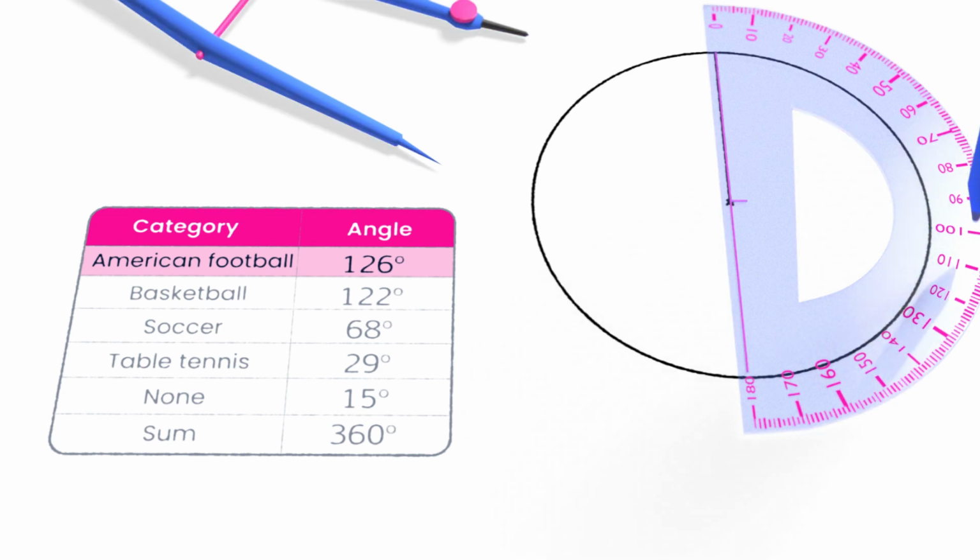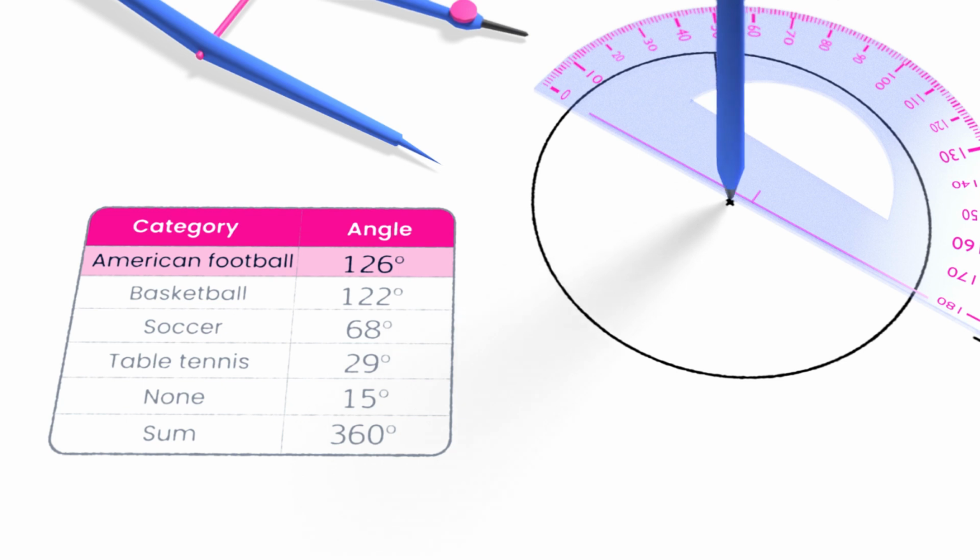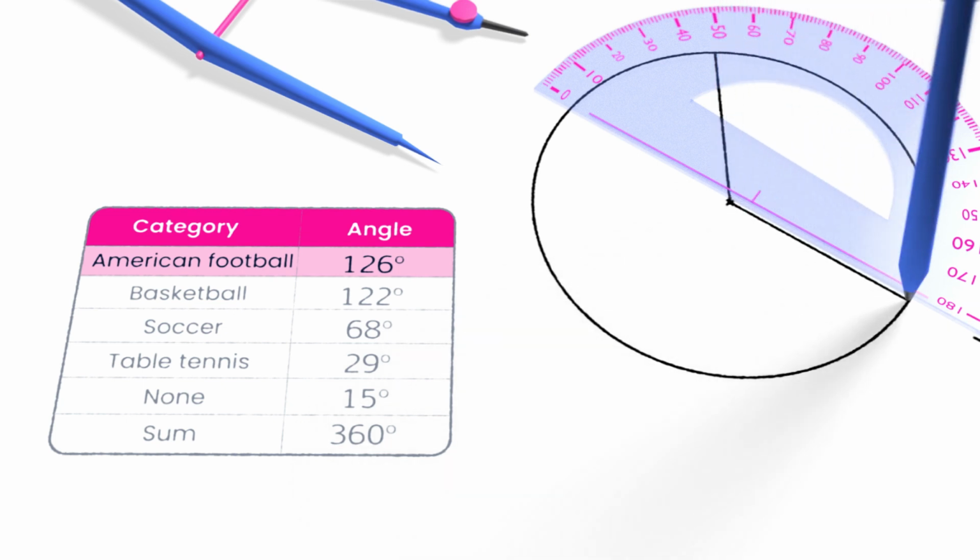Measure 126 degrees and make a mark, like this. Place the straight edge of your protractor along the center and the point you just made. Now, draw a line from the center to where the bottom of the protractor intersects the circumference. You are now ready to draw the slice for the second category, which is basketball.